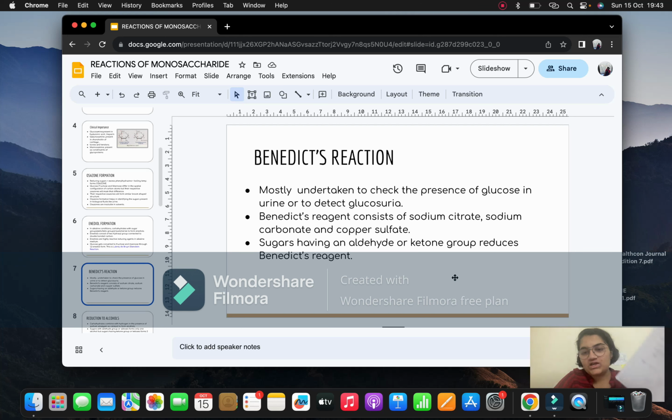Benedict's reagent consists of sodium citrate, sodium carbonate and copper sulfate. So it gets reduced in the presence of Benedict's reagent to form copper hydroxide, which is a yellow precipitate, which later forms copper oxide, which is a red precipitate, and it is also used as a test to find out whether the sugar is reducing or not. If it is reducing, it will give the red precipitate in Benedict's reaction.